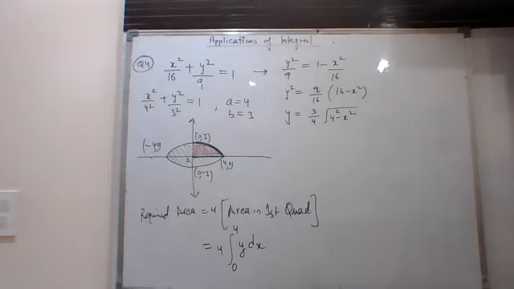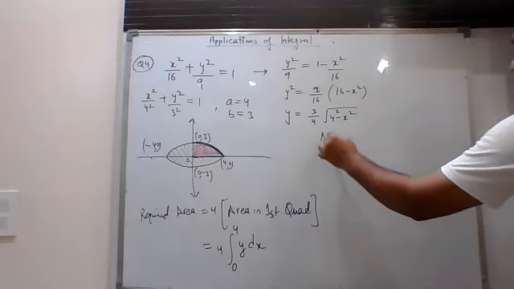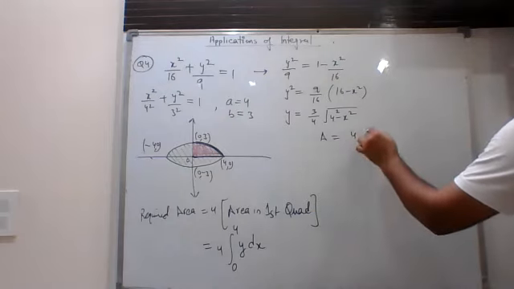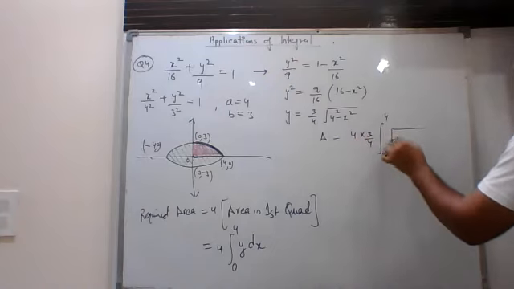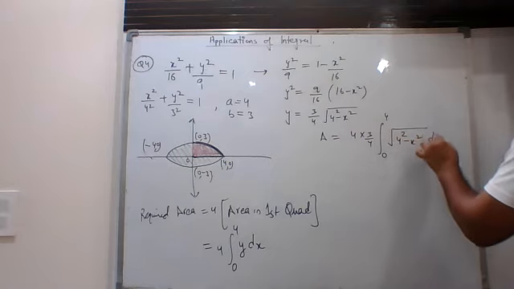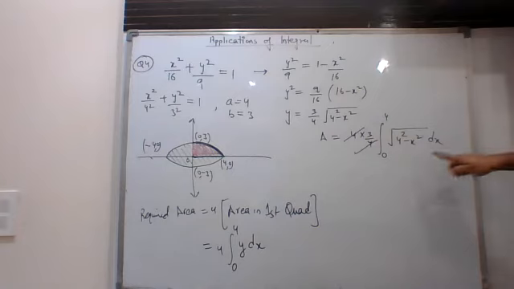Now after getting the value of y, you will substitute the value of y in that expression. So your area will become 4 times 3 by 4 times the integration from 0 to 4 of the square root of 4 square minus x square dx. Now 4 and 4 will cancel out. Here you need to apply that formula which we had revised.